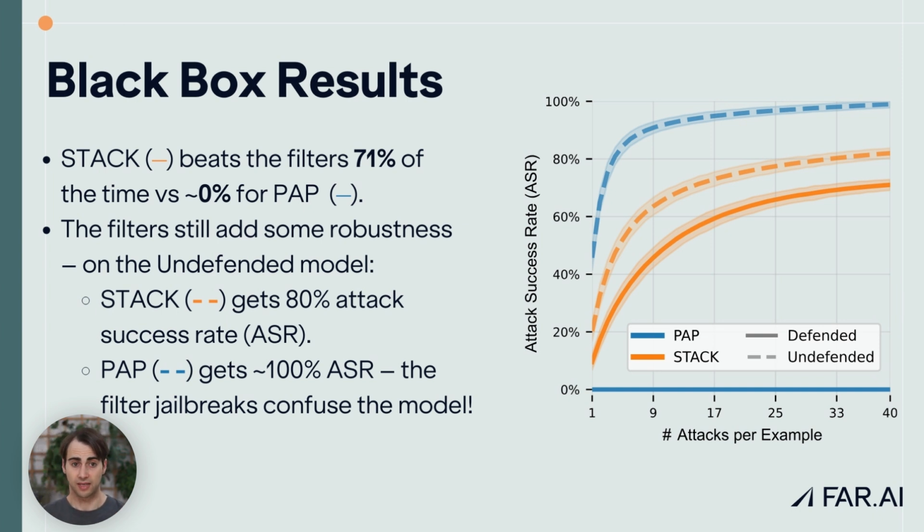Notably, stack gets even higher, around 80% attack success rate against an undefended model, so just the generative model. And PAP would get almost 100% against that undefended model. An interesting thing is that the reason stack does worse here, even though it's built on top of PAP, is that the input and output filter jailbreaks confuse the generative model, degrading the quality of the responses. But we can't just get rid of them because then we'd get blocked by the filters. So it is imposing these trade-offs for attackers that can make the pipeline meaningfully more secure.